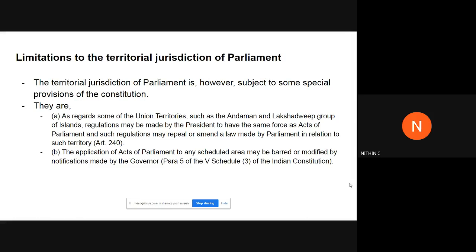In certain areas, in certain scheduled areas, we cannot bring all the laws applicable. So in such cases also, as per the notifications made by the governor, the application of such acts can be barred or modified. The laws created in parliament, we say, are applicable to the whole of India, including union territories, states and all. We are saying that, but even then certain laws or rules cannot be applied in certain scheduled areas or some union territories. In such cases, amendments can be made with the help of the president and governor. That's it.